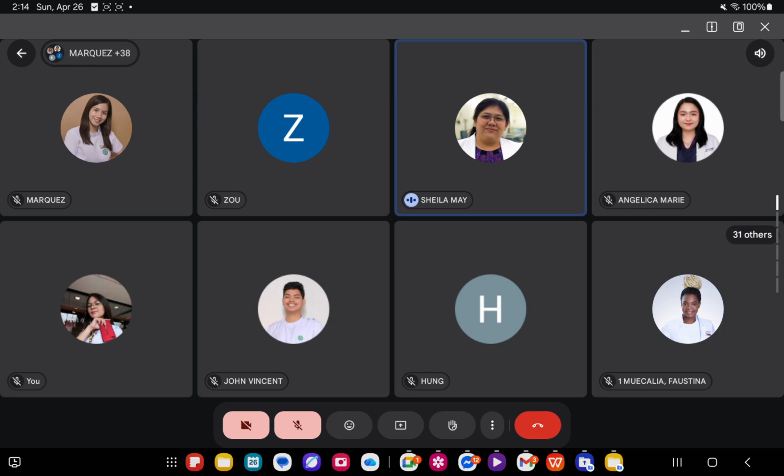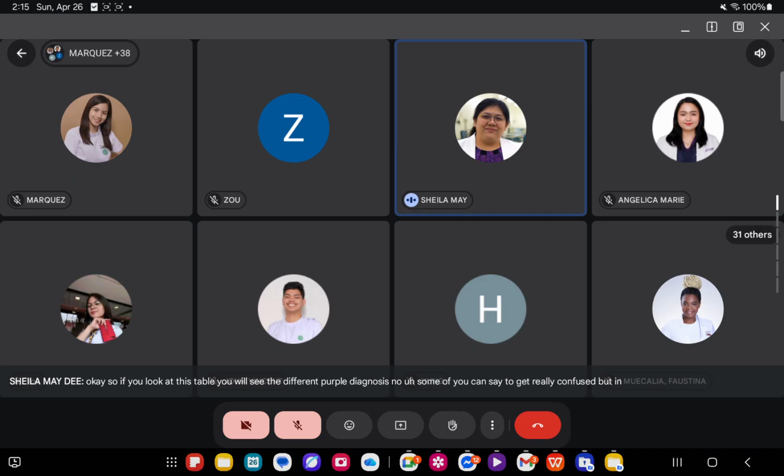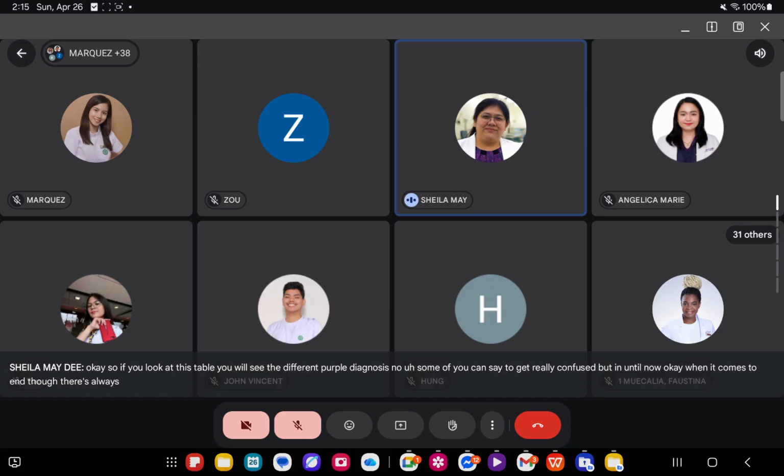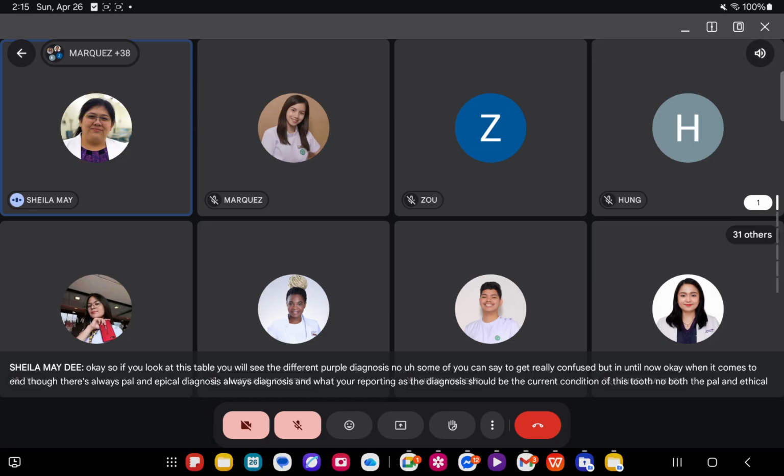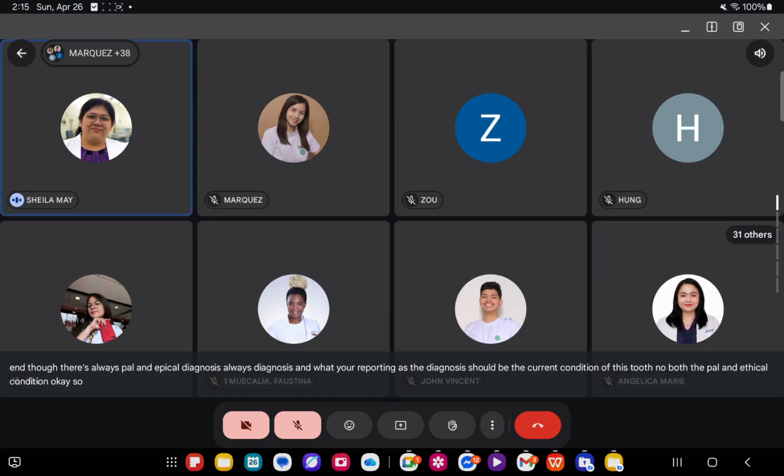Okay. So if you look at this table, you will see the different pulpal diagnoses. Some of you still get really confused until now. When it comes to endo, there's always a pulpal and apical diagnosis. Always. And what you're reporting as the diagnosis should be the current condition of this tooth, both the pulpal and apical condition.